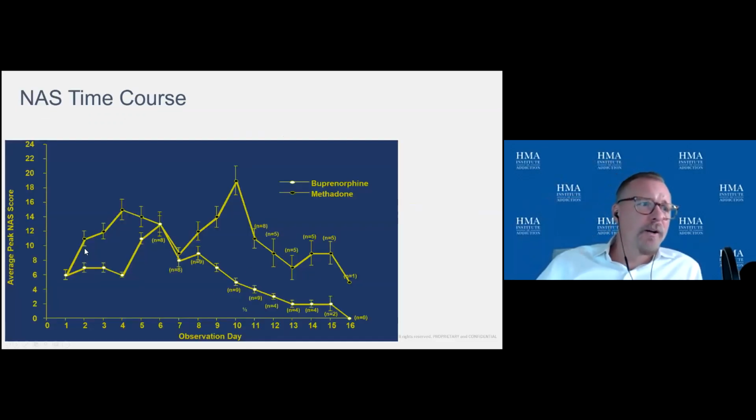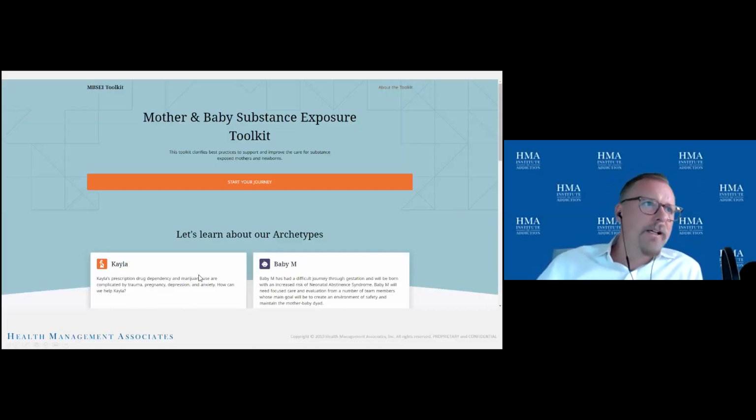And this just kind of goes over NAS time course. These are the Finnegan scores, like the peak of scores. You can basically see that methadone was always higher than buprenorphine as it went, and it became a little more unpredictable long-term. But again, we're doing away with these scores, but the data is pretty clear that if you have to pick one, buprenorphine seems to be the superior medicine for NAS.